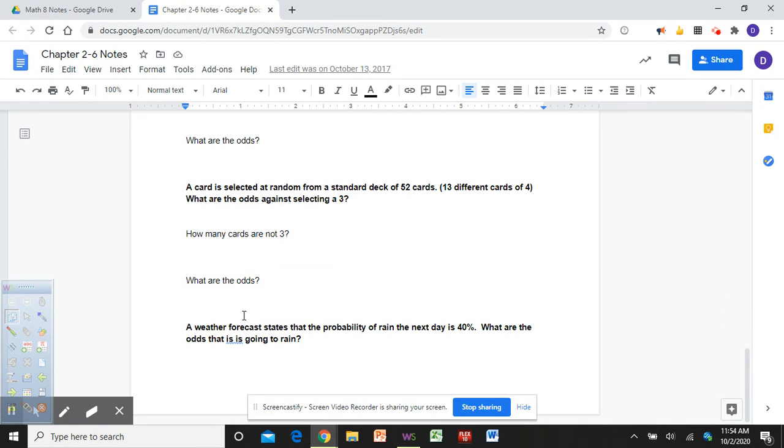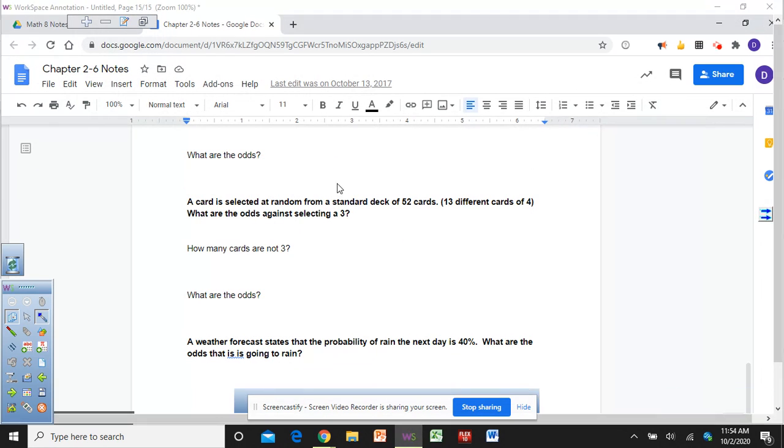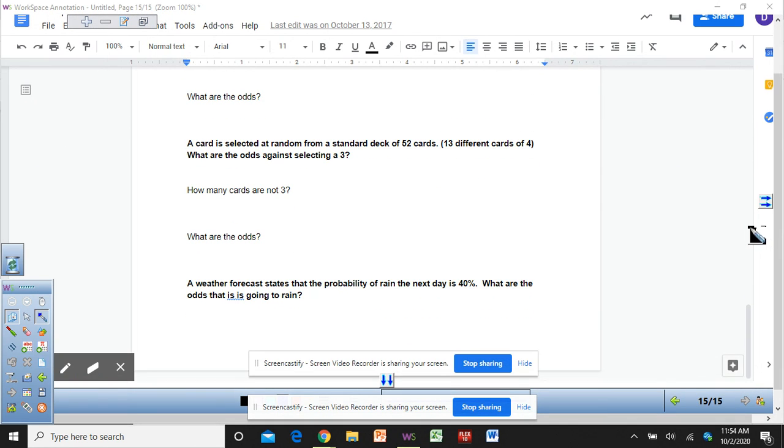Okay, same thing with cards. So a card is selected at random from a deck of 52 cards. What are the odds of not selecting a 3? So in the 52 cards, there's 4 cards of each type. What are the odds against selecting a 3? So we do not want a 3. So that means there are 4 3s in that total deck and 48 other cards. Meaning if we simplify this, it is 12 to 1. Meaning there are 12 outcomes we do want, and there is 1 outcome we don't want.